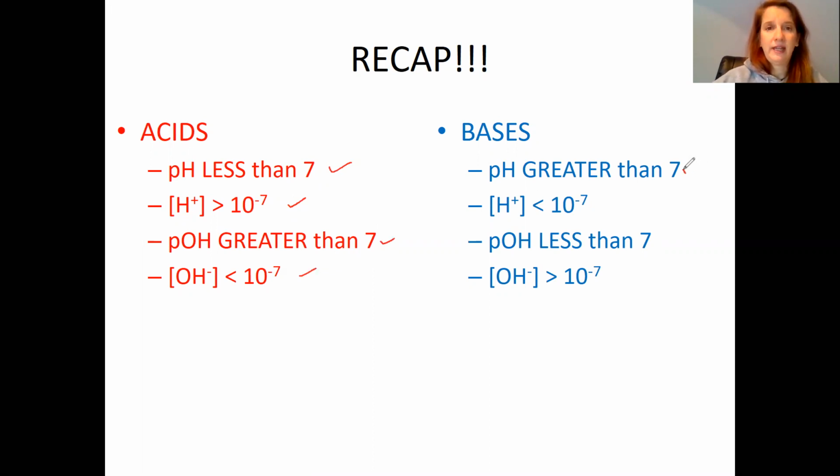Bases have a high pH, so that means that they have a little bit of hydrogen ions in solution. Because they have a high pH, they're going to have a low pOH, and the low pOH signifies that they have a lot of hydroxide ions in solution.